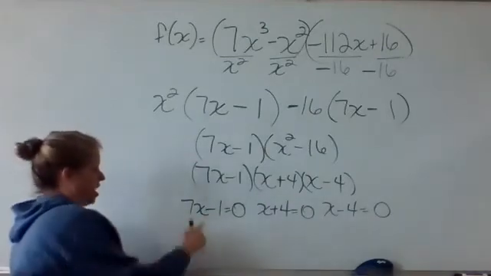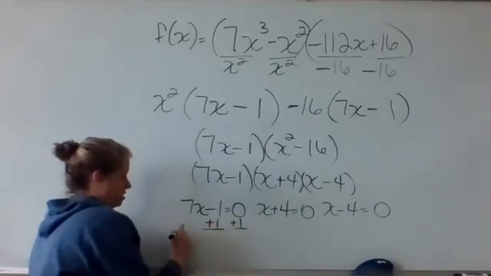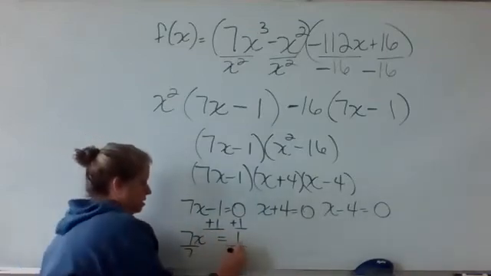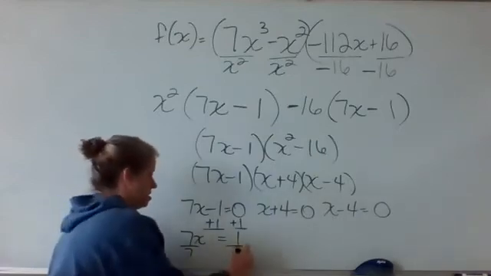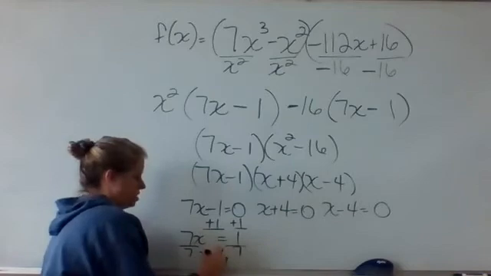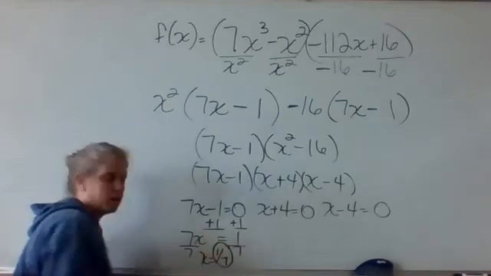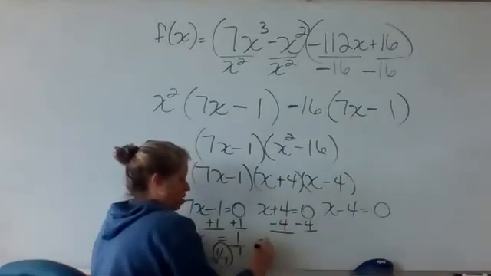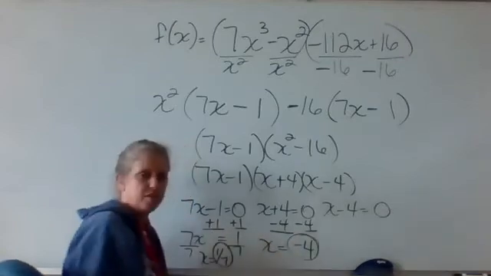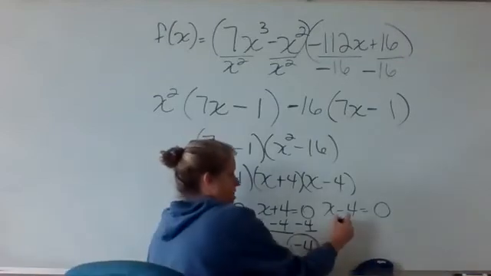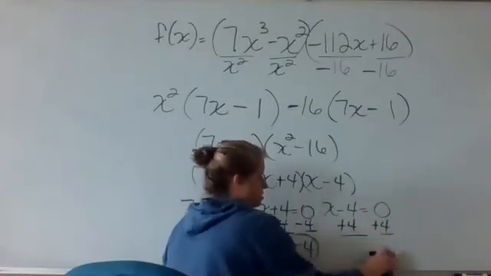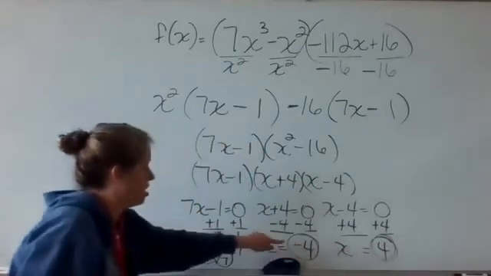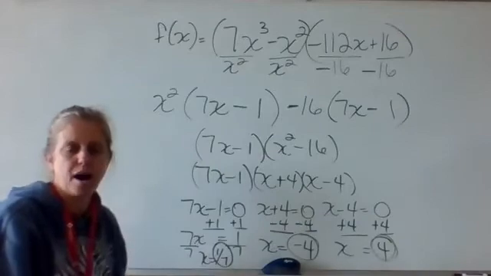So to solve this one for x, I need to get rid of that minus 1 with a plus 1. So 7x equals positive 1. Divide by 7. So that would just be x equals 1/7. So there's one of your zeros. This plus 4 I need to get rid of with a minus 4. So x equals negative 4. So there's another 0. And the minus 4 I need to get rid of with a plus 4. So x equals positive 4. So there's your 3 zeros: 1/7, negative 4, and positive 4.